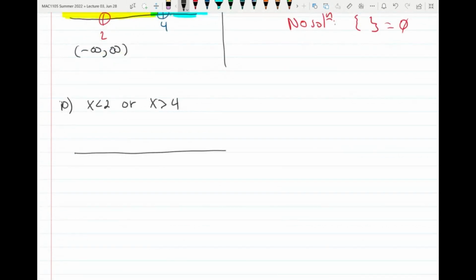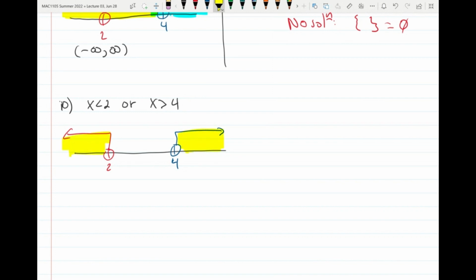Let's see, same picture. Going left. Going right. Now this time, because we're doing "or," it means union. Just put them together, okay? So it's this part or this part, okay? So you just check both of them. So in other words, it would be this one or this one.